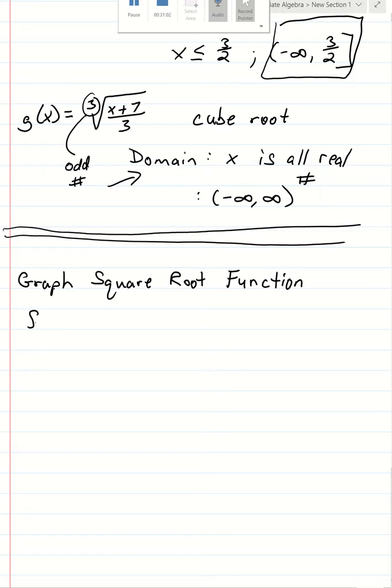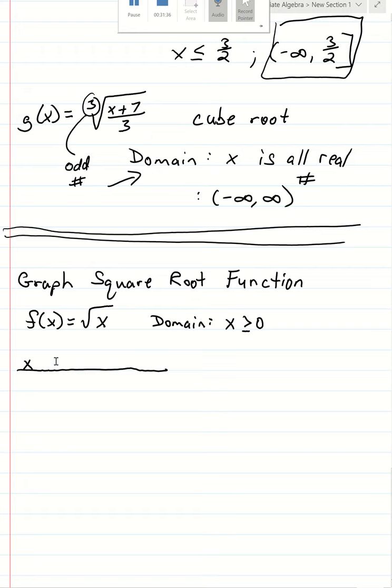For example, f of x is equal to, let's just start with the basic one, square root of x. We want to see what this graph is going to be. The first thing you have to do is find the domain. What is the domain of this function? And we did that earlier. We said that x has to be greater than or equal to 0. Those are all the possible x values. And what we're going to do next is we're going to make a table.